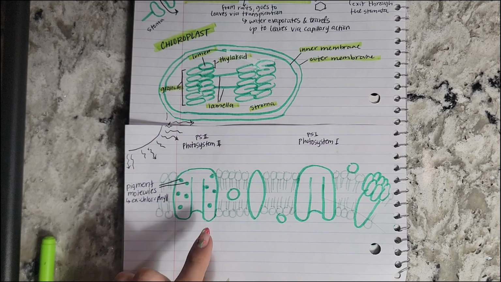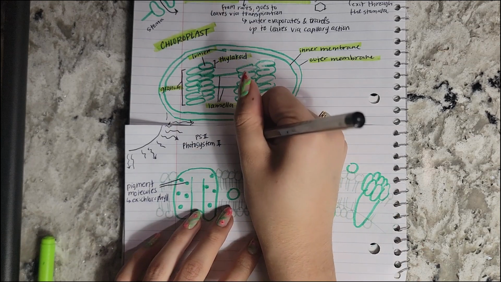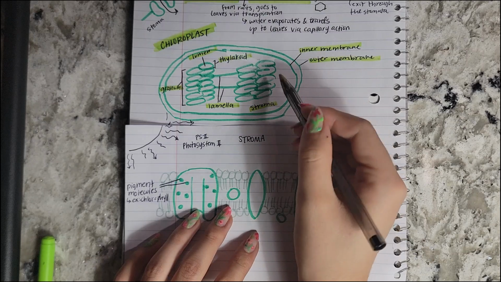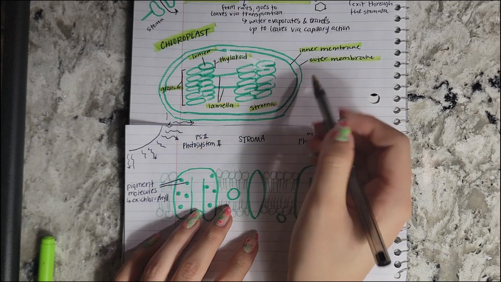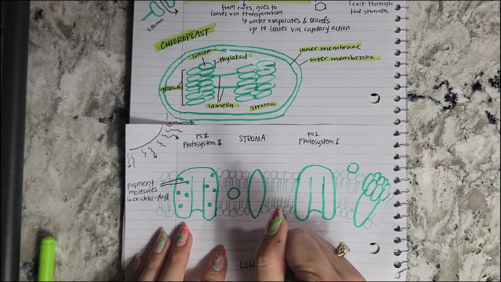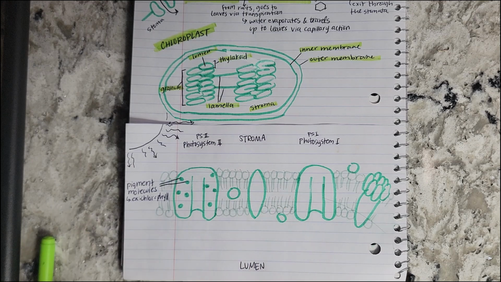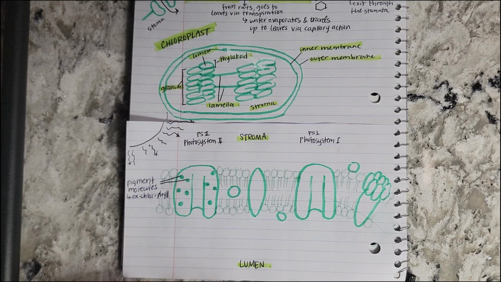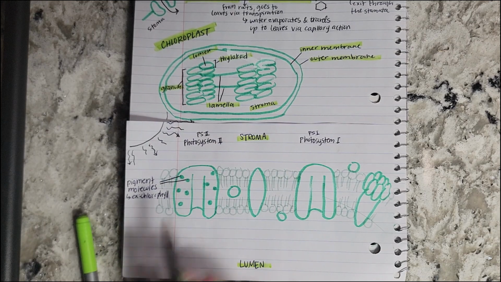Awesome. Oh, and if you wanted to label it, which I highly recommend, this is the outside of our thylakoid. This is the stroma, the fluid inside the chloroplast. And this is the inside. This is the inside fluid called the lumen. So let's just label that so we know where we are. Okay, that's beside the point.